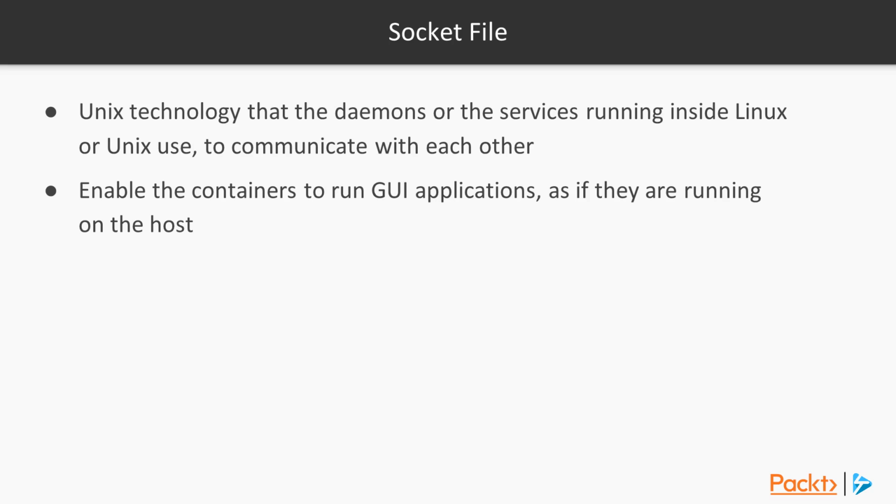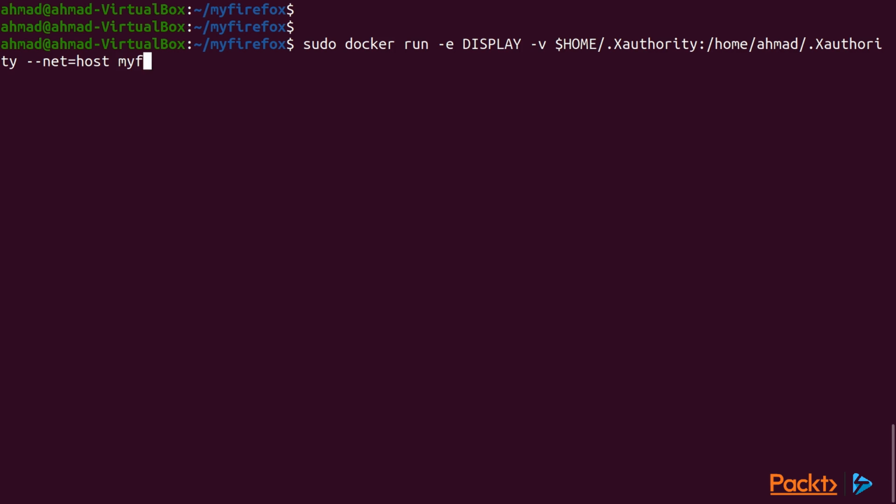The socket file is a Unix technology that the daemons or the services that are running inside Linux or Unix use sometimes to communicate with each other. So we said that having a socket file shared between the container and the host will enable the container to run GUI applications as if they are running on the host. We're going to see now in a moment what this means.